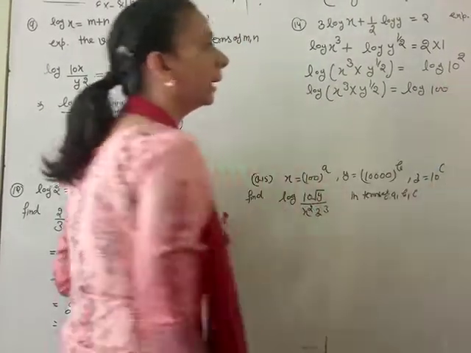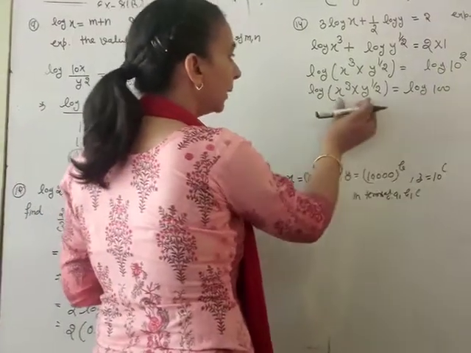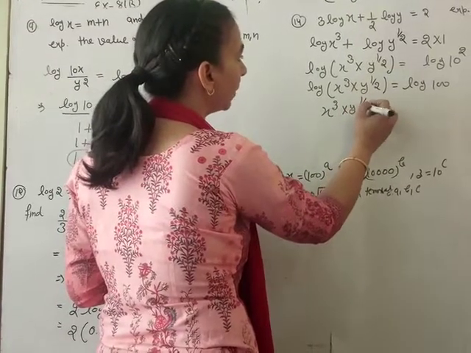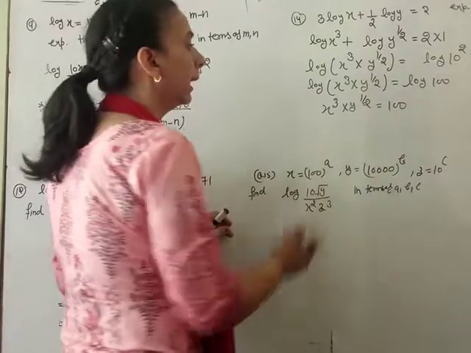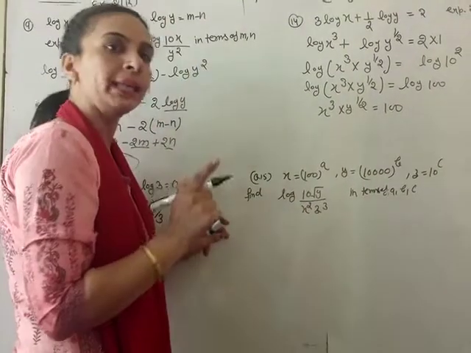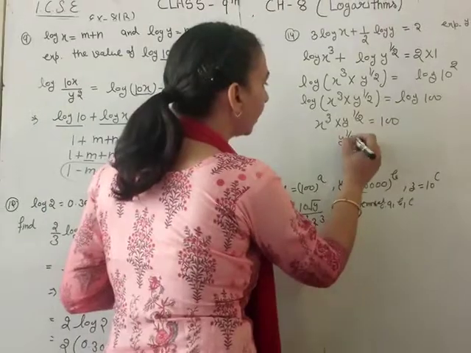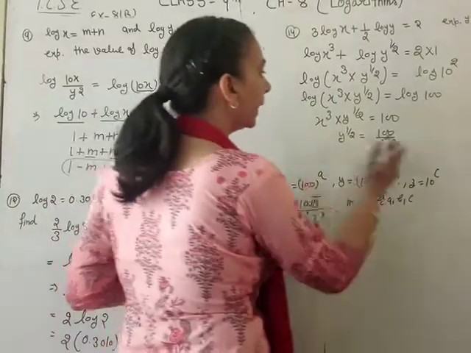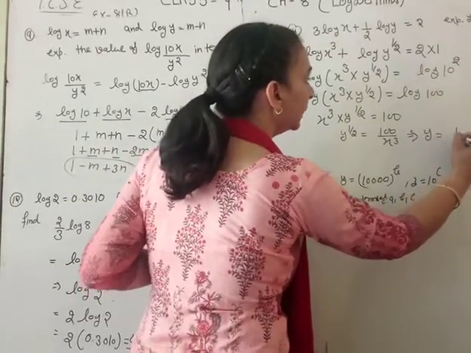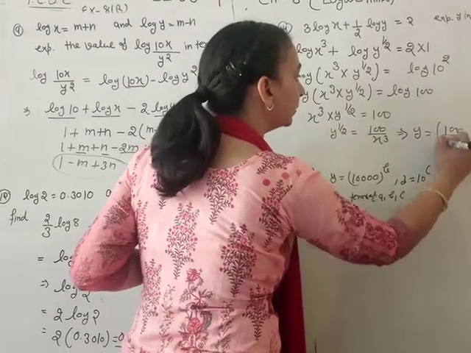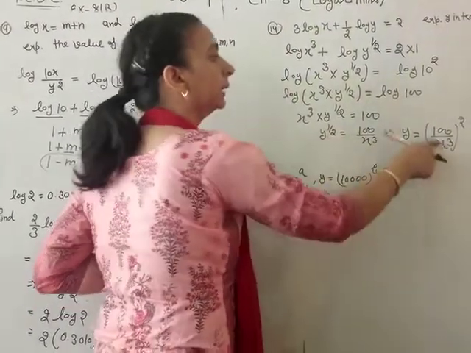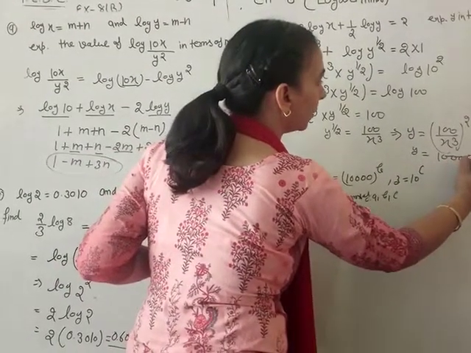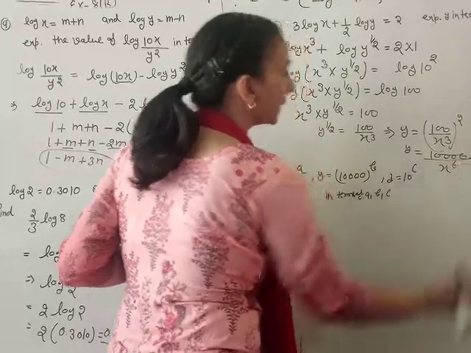Log 100. Then by anti-log, x raised to the power 3 multiplied by y raised to the power 1 by 2 equals 100, and we find the value of only y. Then y raised to the power 1 by 2 equals 100 by x cubed. To get only y, we take 100 by x raised to the power 3 and then square it. If there is a square root, then there is a square. So y equals 10,000 divided by x raised to the power 6.